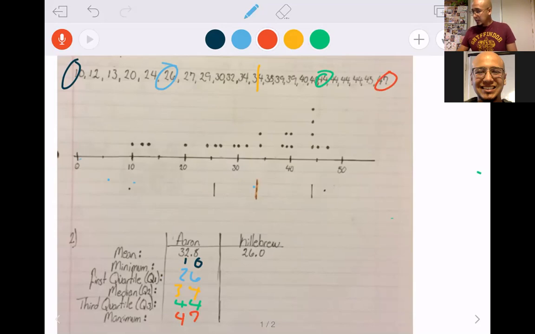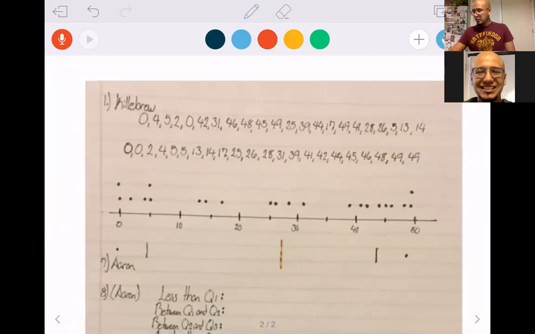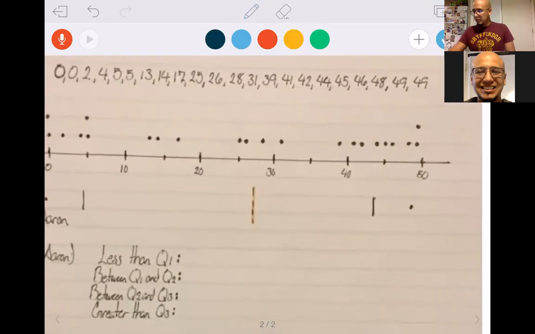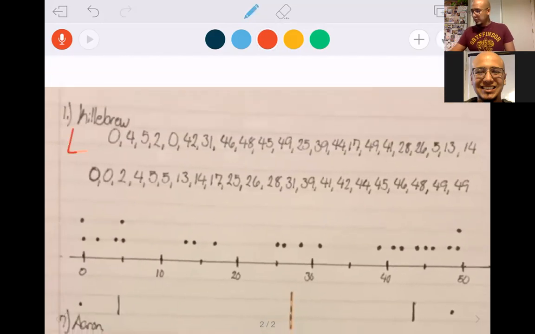And so next, let's look at Kilbrew. So we're going to do the exact same thing for Kilbrew. Okay. So here I organized his data from least to greatest. And let's find our median. So for him, I believe we have 22 points.